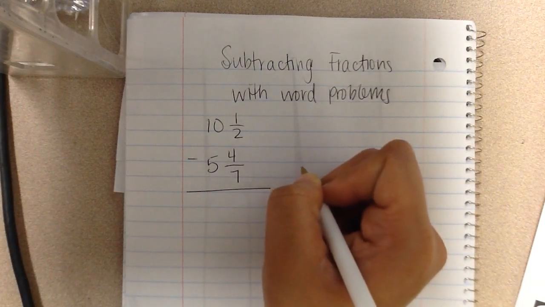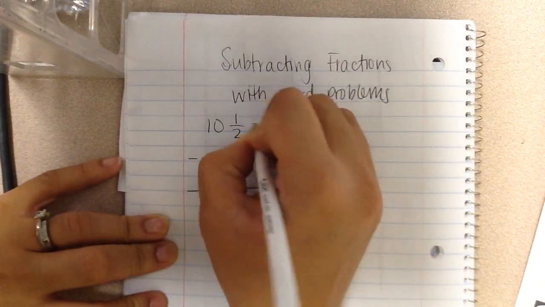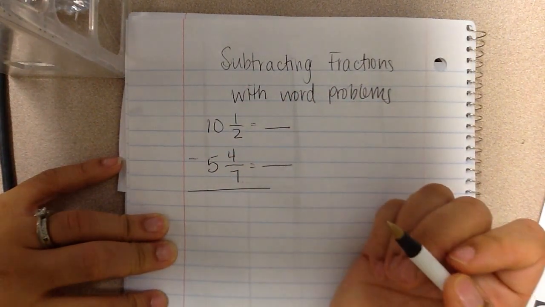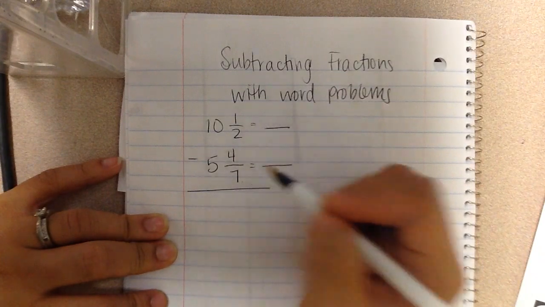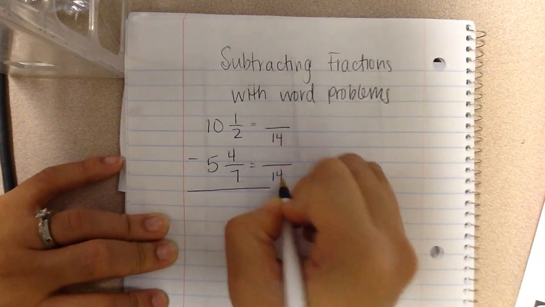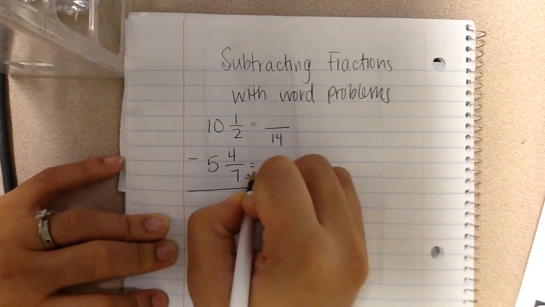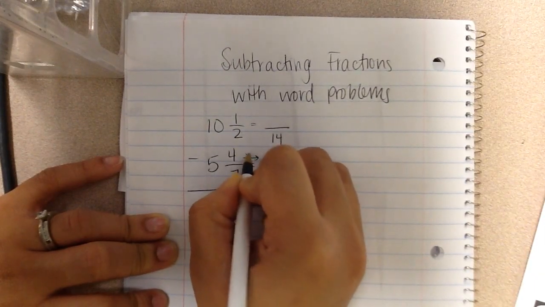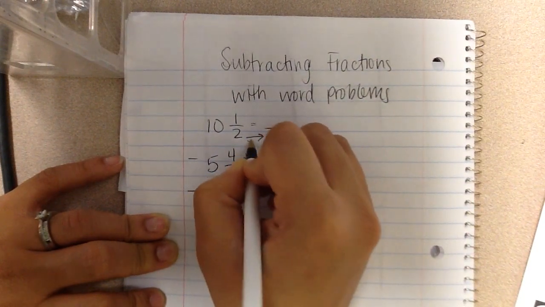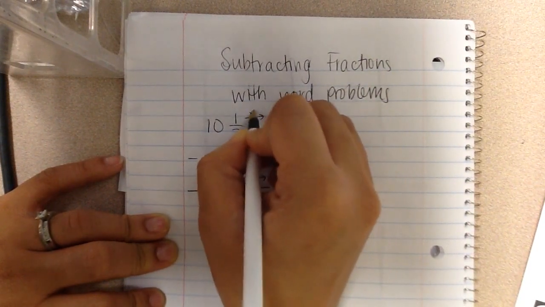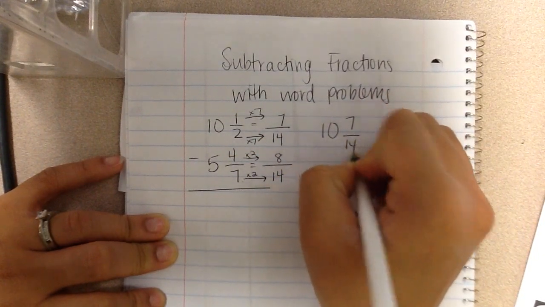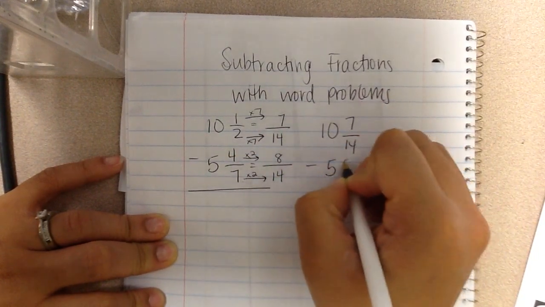Okay, for this problem, they don't have the same denominator, so I need to figure out what denominator they could share. I have a 2 and I have a 7. I know that 2 times 7 is 14, so I'm going to make that my common denominator. This means I multiplied by 2 here, so I have to multiply by 2 up top. So that gives me 8/14. This means I multiplied by 7, so I have to multiply by 7 up top. So I end up with 10 and 7/14 minus 5 and 8/14.